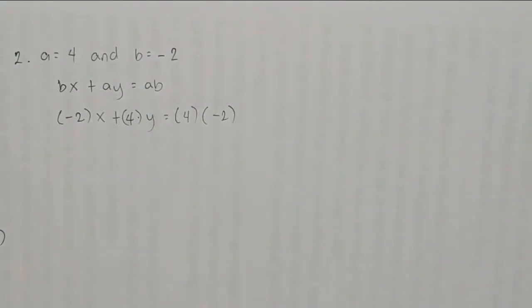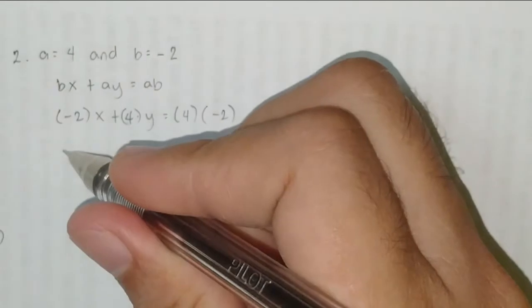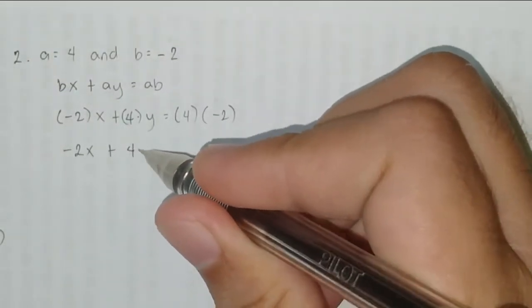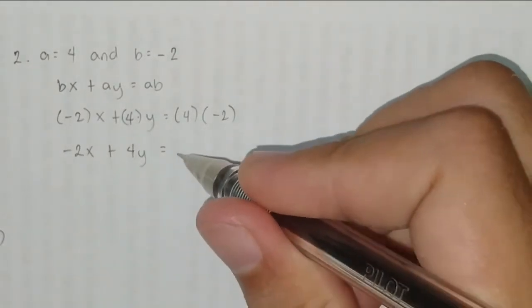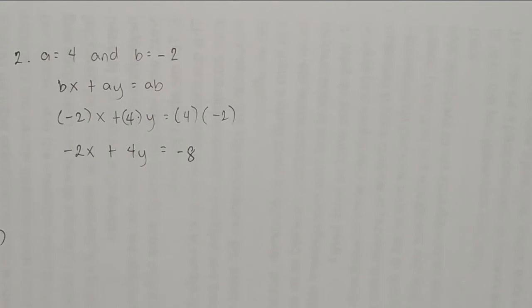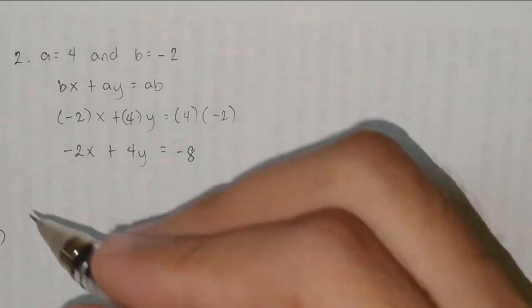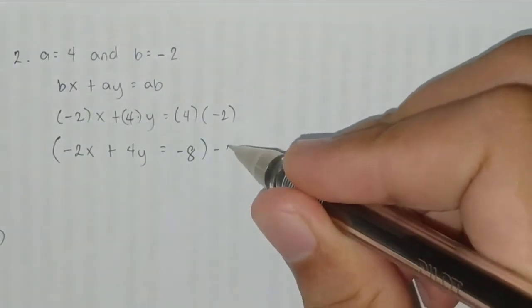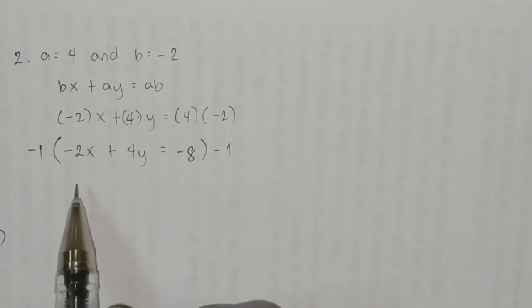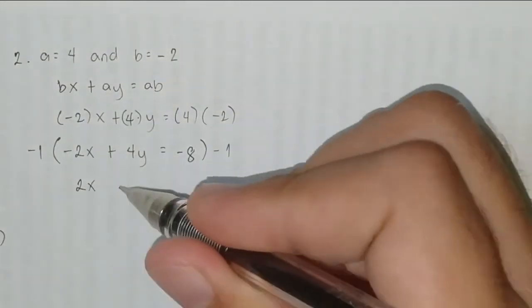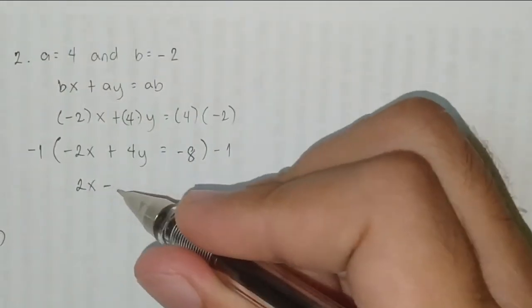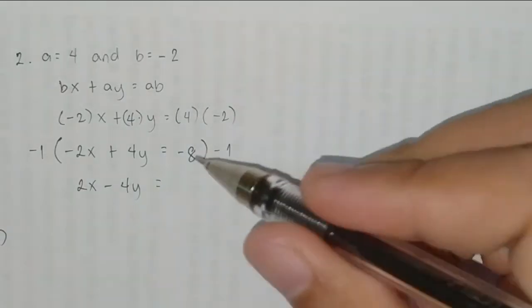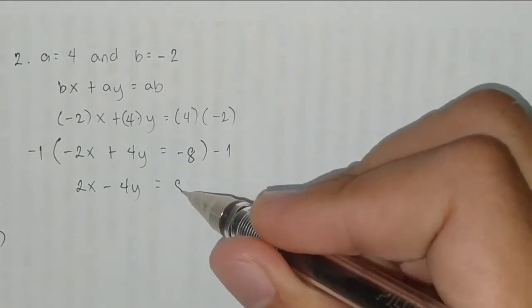And then, yung may mga parentheses, simplify natin. We have negative 2x plus 4y equals 4 times negative 2. We have negative 8. At alam natin na yung x natin is negative. Para mas magandang tingnan kasi, kaya natin sila ginagawang positive. So, let's multiply both sides of the equation by negative 1. So, negative 1 times negative 2, we have positive 2x. Negative 1 times positive 4y, we have negative 4y. Equals negative 8 times negative 1, we have positive 8.